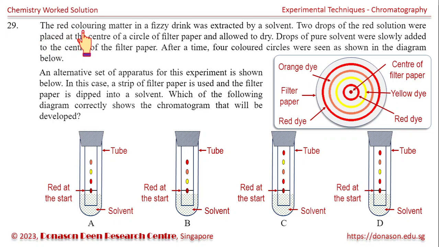The red coloring matter in a fizzy drink was extracted by a solvent. 2 drops of the red solution were placed at the center of a circle of filter paper and allowed to dry. Drops of pure solvent were slowly added to the center of the filter paper. After a time, 4 colored circles were seen as shown in the diagram below.